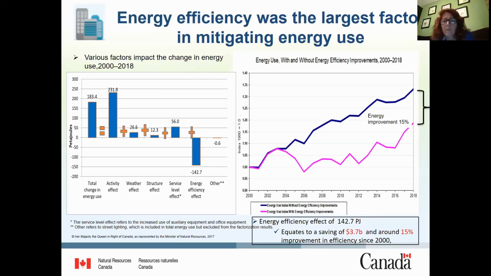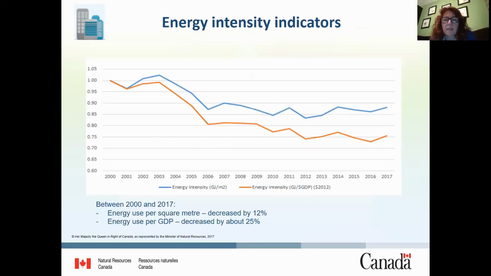On the next slide, I would like to show you the energy intensity indicators we use. Since we have data on floor space, we can show you the trend based on energy use per square meter. It decreased by 12% in the last 17 years, and energy intensity based on GDP decreased by about 25%.